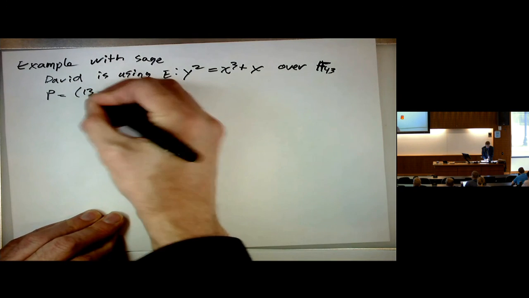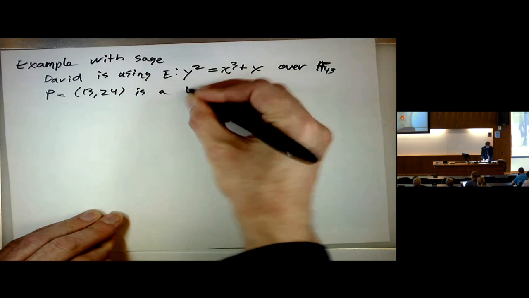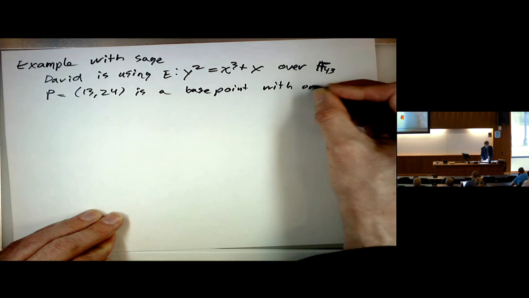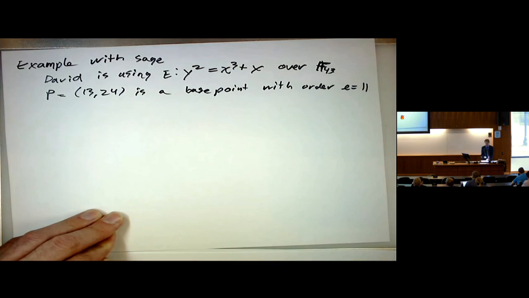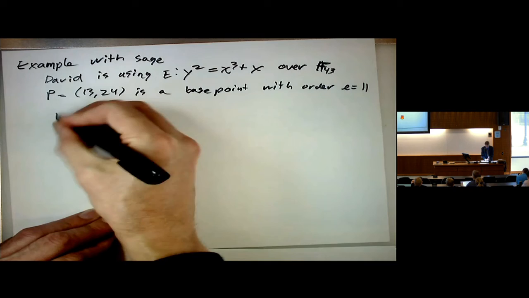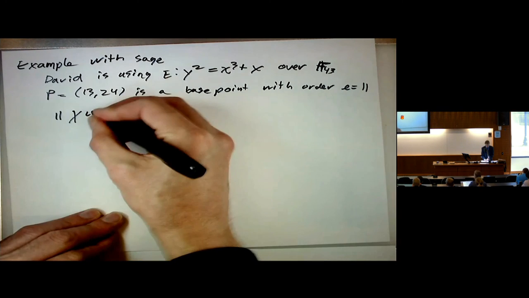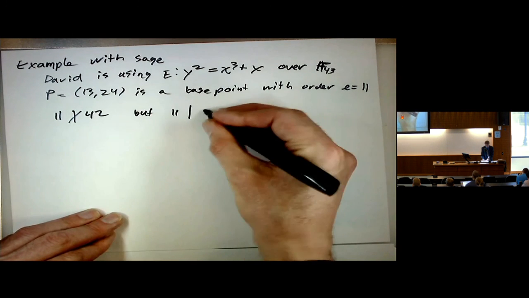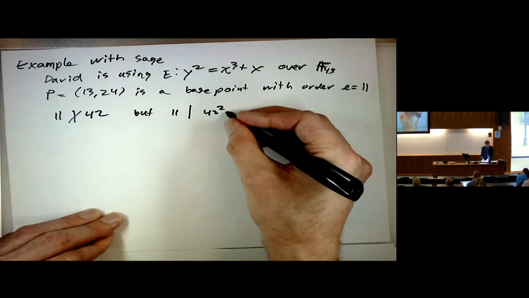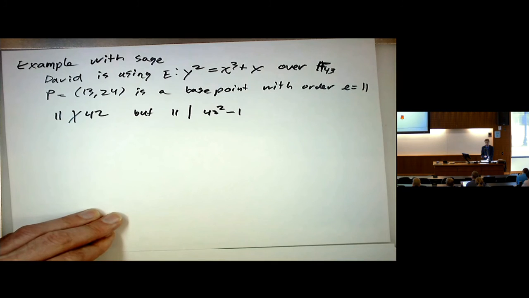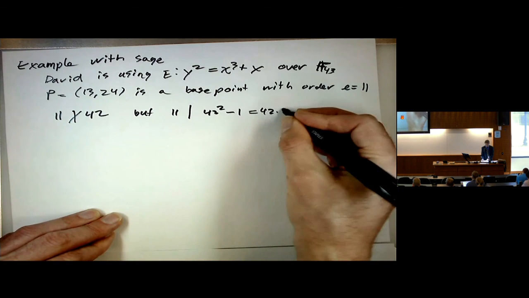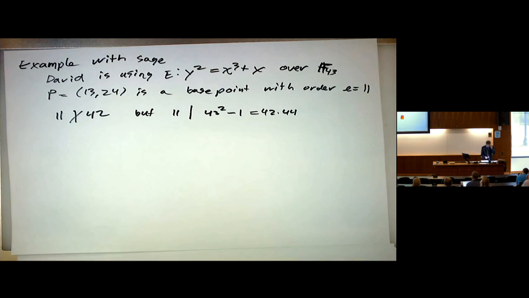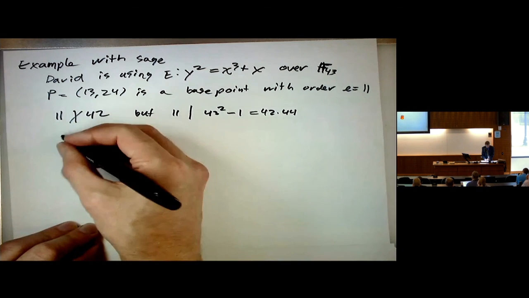P equals (13, 24) is a base point, with order L equals 11. Right, so you can see 11 does not divide 42, but 11 does divide 43 squared minus 1, which is 42 times 44. 11 divides 44, so that shows that it has embedding degree 2.